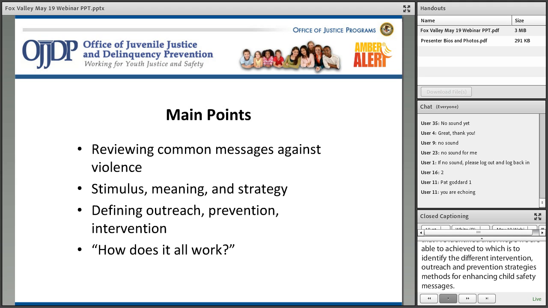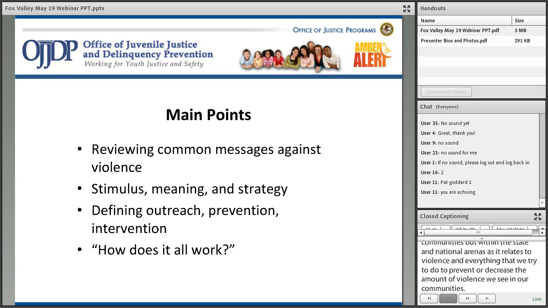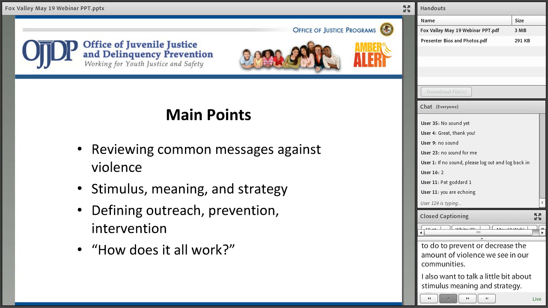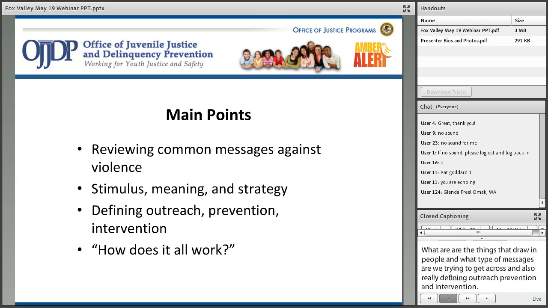I also want to talk a little bit about stimulus, meaning, and strategy. What are the things that really draw in people, and what type of messages are we trying to get across? And also really defining outreach, prevention, and intervention. I often see in the work that I do that sometimes the definitions or the terms have been used interchangeably, but they're actually different. And the final point is, how does it all work? How do we get to the level of getting the buy-in and the positive feedback that we need from communities?